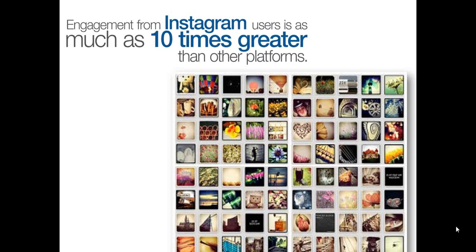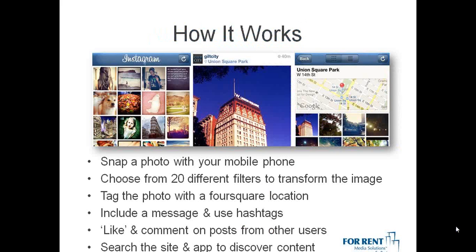So Erica, if you'd like to go into how Instagram works, that'd be great. Sure. So Instagram is really simple. Again, this is probably one of my new favorite sites. I use it daily. The first step is to snap a photo with your mobile device. The second thing you do is choose from 20 different filters within the platform to really transform the image. I'm not a professional photographer by any means, but I feel like one by using Instagram. It's amazing what you can do with your photo assets and the level of quality you can bring them to. So definitely take advantage of the filters, and I'll show you what those look like.